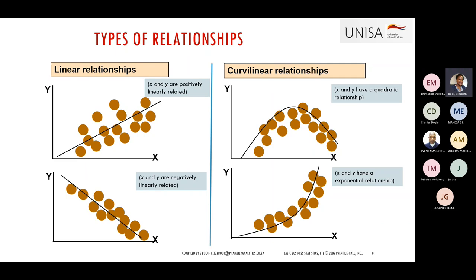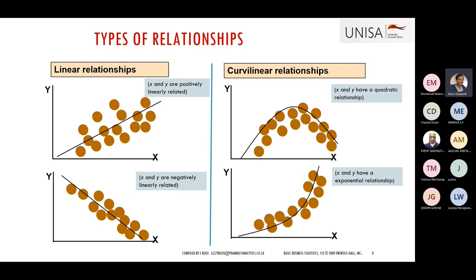Let's look at the types of relationship that can exist using the scatter plot. The line that you see that passes through all the dots on your scatter plot, we call that the regression line. Ignore that for now, because we're only going to talk about it at a later stage. But in terms of the relationship that you see, there can be different relationships. Like I already explained, there can be a relationship or there can be no relationship. But on top of it, there can be different types of relationship that can exist.